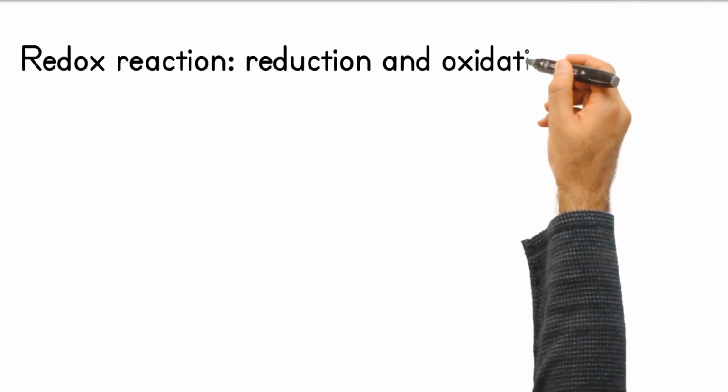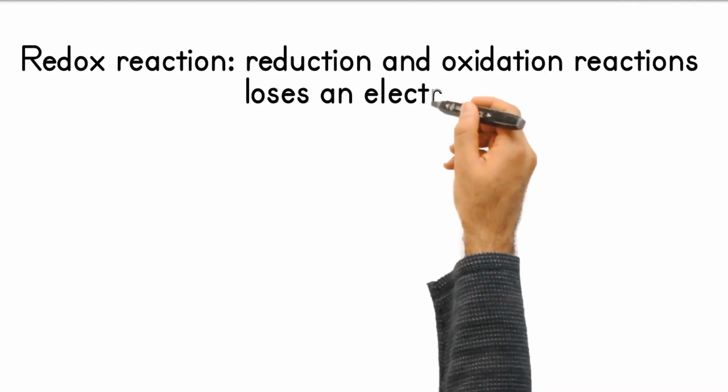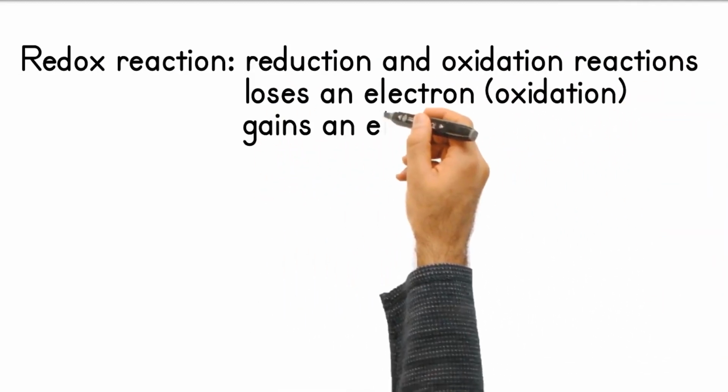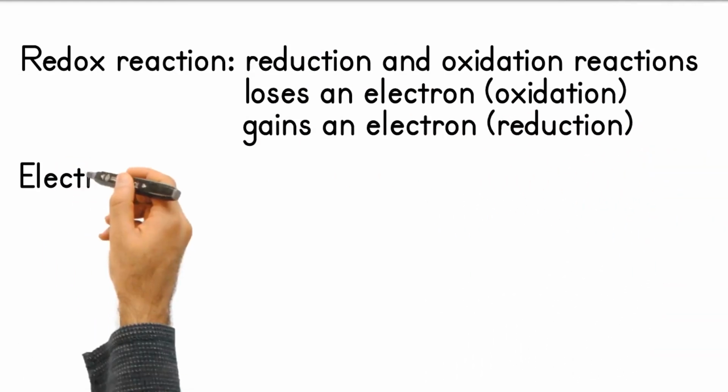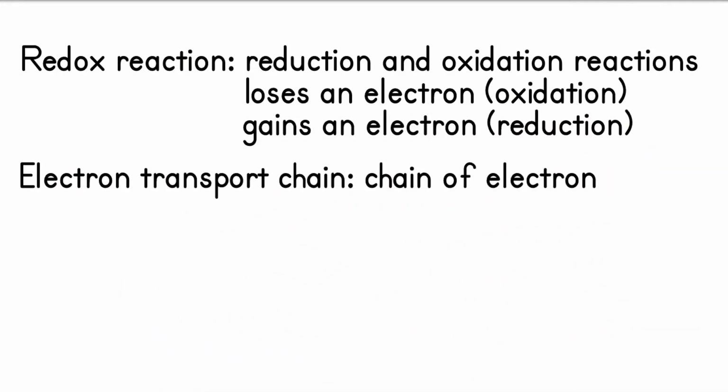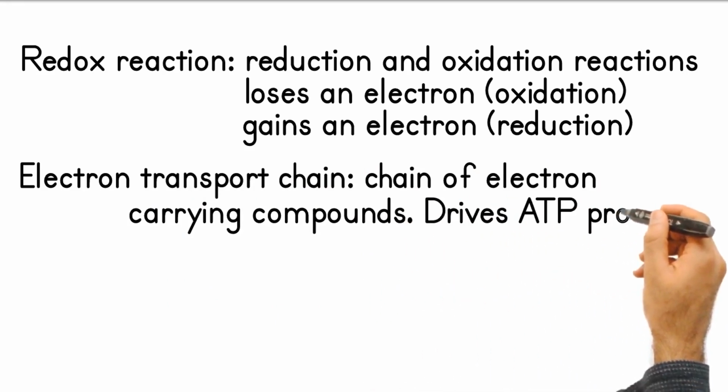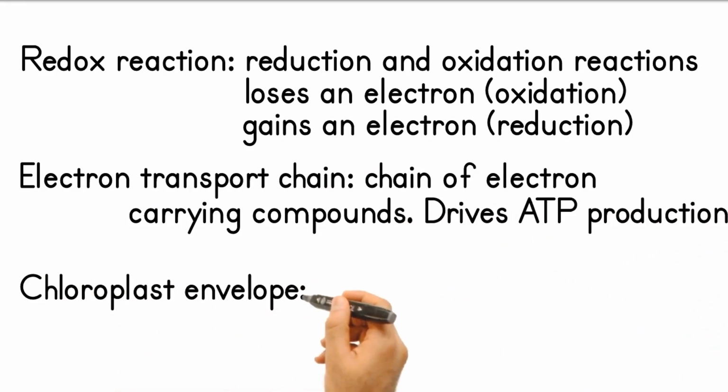Redox reactions, reduction and oxidation reactions. Losing an electron is oxidation. Gaining an electron is reduction. Electron transport chain, a chain of electron-carrying compounds, drives ATP production.